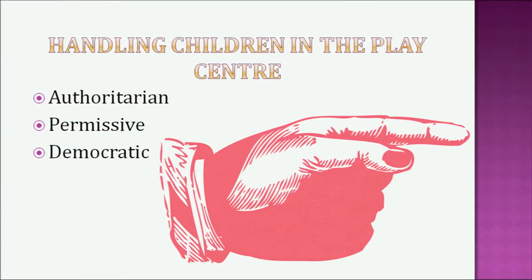around them. There are three basic forms of discipline that can be enforced. First is the authoritarian discipline, second is the permissive discipline, and third is the democratic discipline. Let's understand what the differences are in these three types of disciplines. So, first is the authoritarian discipline.